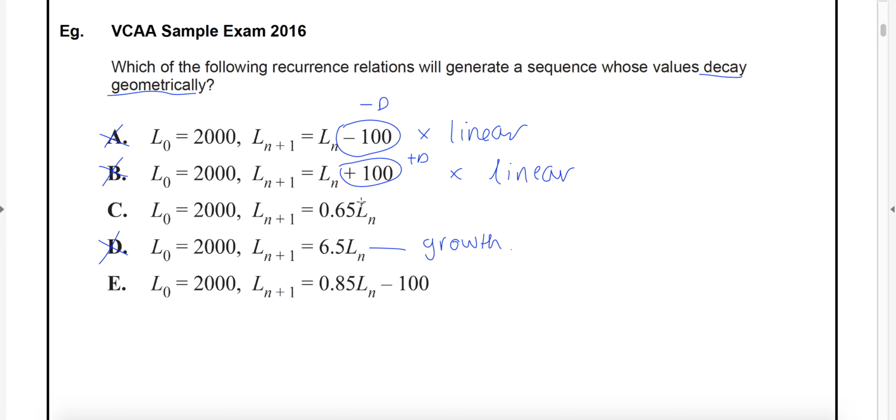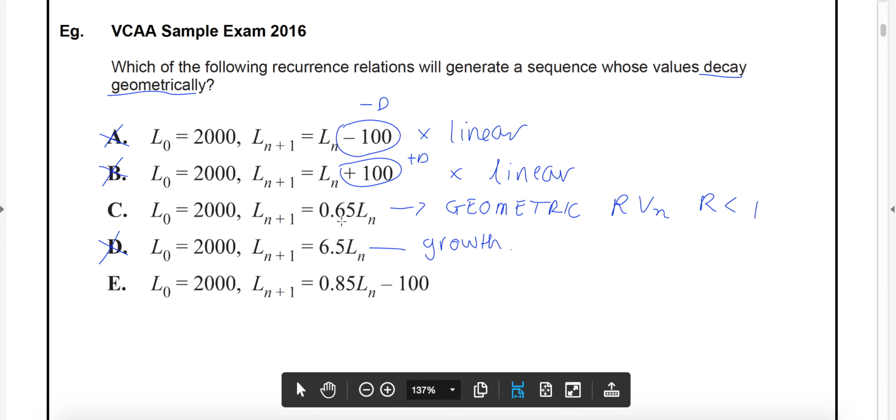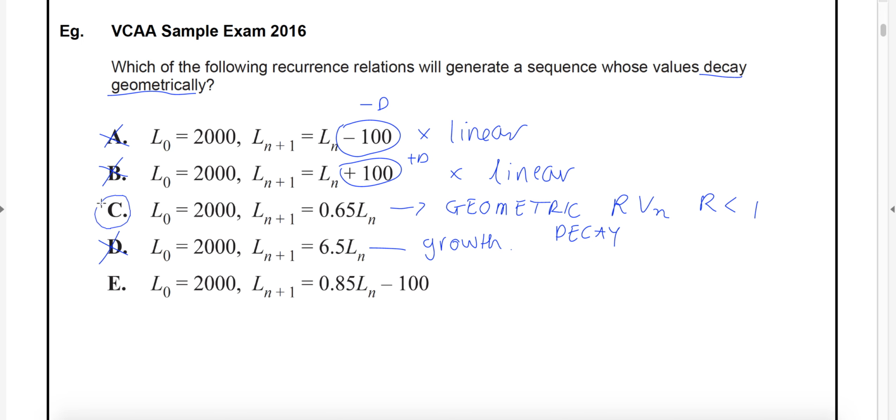Now, if we have a look here, this one here, yes, is geometric because it's just a number being multiplied by the term that comes before. So it's in this form, R times Vn. And also because R is less than 1, it's 0.65, that is decay. So it ticks both boxes, and so that is our answer.